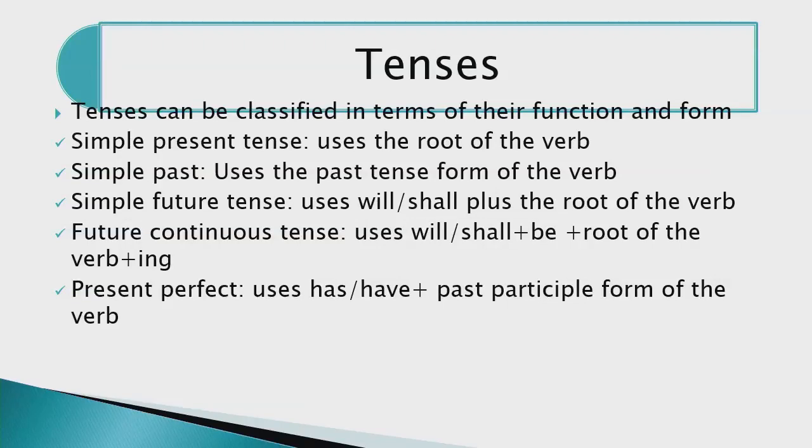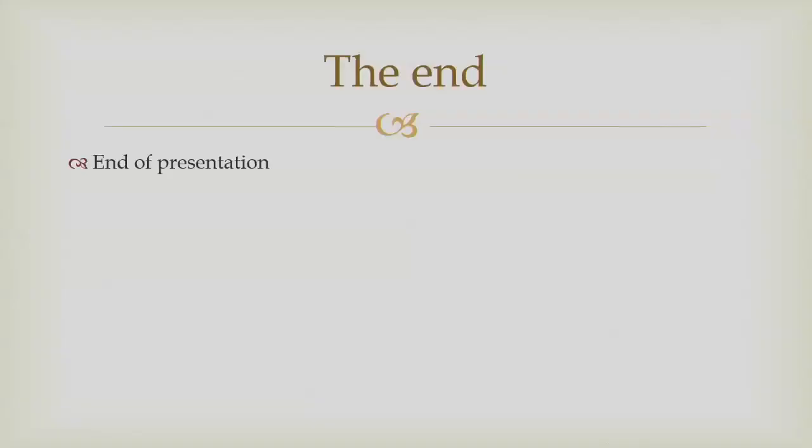Tenses can be classified in terms of their function and form. Simple present tense, the root of the verb. Simple past tense, the past form of the verb. Simple future tense, will, shall, plus the root of the verb. Future continuous uses will, shall, plus the verb to be, plus the root and the ing form. The present perfect uses have or has, plus the past participle.